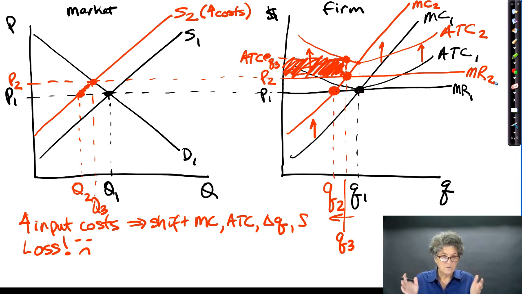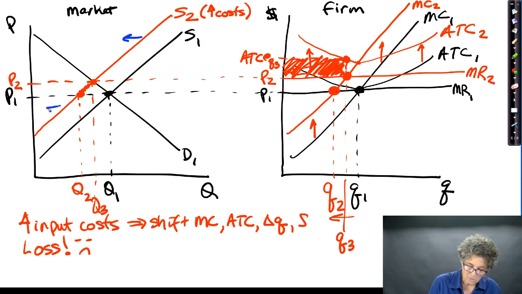As firms exit the industry, shift back over to your market picture. As firms exit the industry, there are fewer firms producing this product, which means that our supply curve is going to shift to the left a second time. As the supply curve shifts to the left, the price is going to rise. If the price doesn't rise sufficiently to cover the total costs, the same thing's going to happen again. So firms are going to continue to leave this industry until the price rises. And how high does the price need to rise?